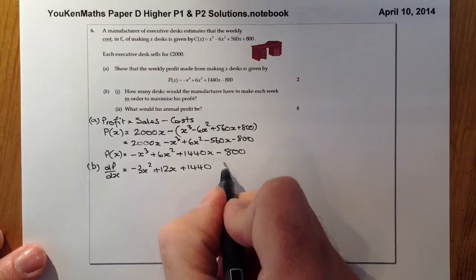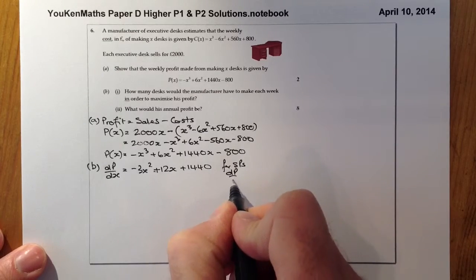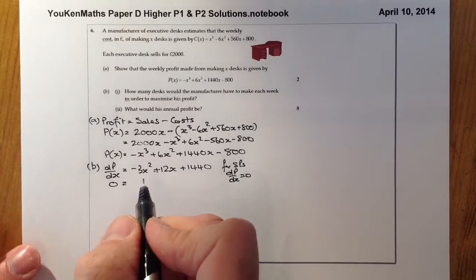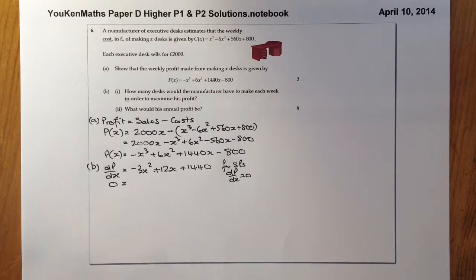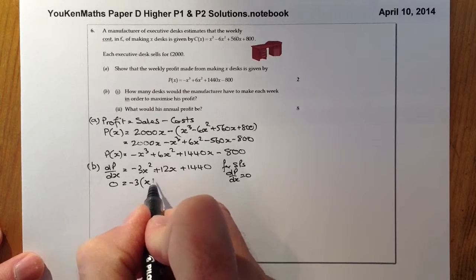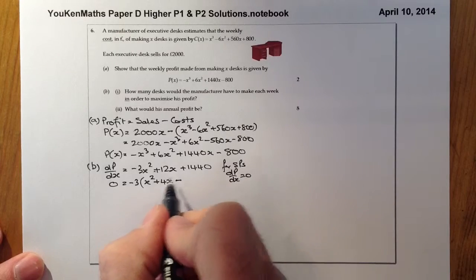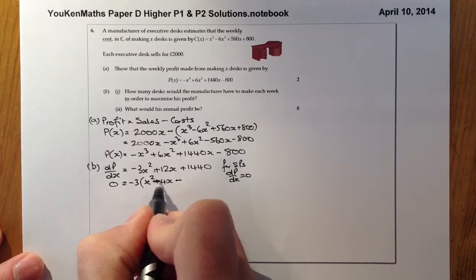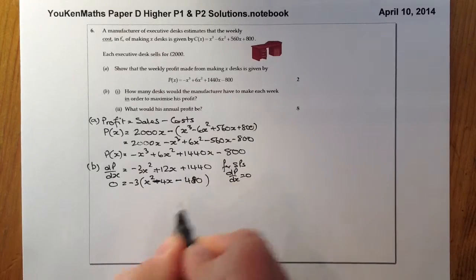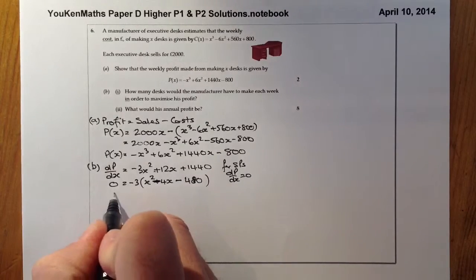For stationary points, dP by dx equals 0. So I'll substitute a 0 in this side. Make sure you put your zeros in, you must do that. I'll take out a common factor of minus 3, coming out here. So that'll be x squared, minus 4x, and minus 480. Let's go ahead and factorise this part next.